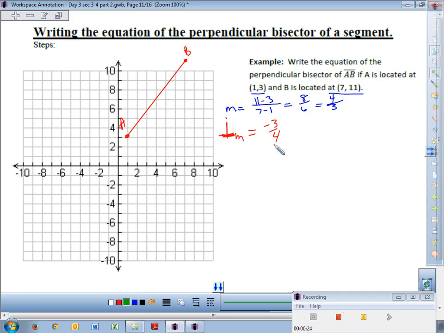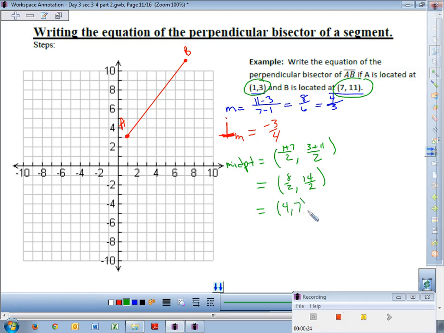Since we're going to bisect this segment, I need to go through the midpoint, so let's find the midpoint of segment AB. Using just these two ordered pairs right here, this is A, this is B. The midpoint's going to be the x's added together over 2, and the y's added together over 2, which is the same thing as 8 over 2 and 14 over 2, which is really the point (4, 7). So let me plot that for you. Boom! I'll call it M for midpoint. That point M right there is the midpoint.